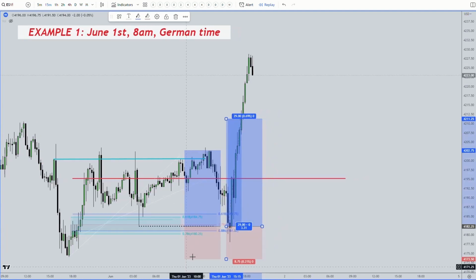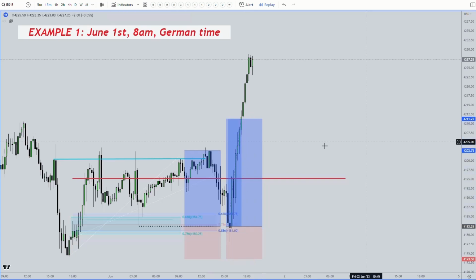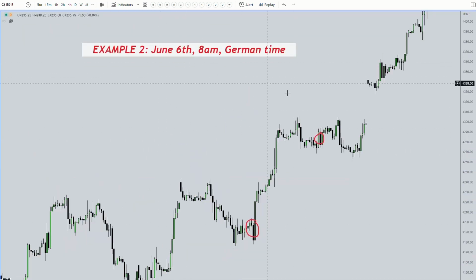Indeed, we did make it all the way down, grabbed the liquidity, then shot up, and if you have a look and use the time tool, you realize that this only cost you around 2 hours and 15 minutes. Trade done. Next up, June the 6th, where the actual setup took place in the afternoon at around 6 o'clock in the evening German time.